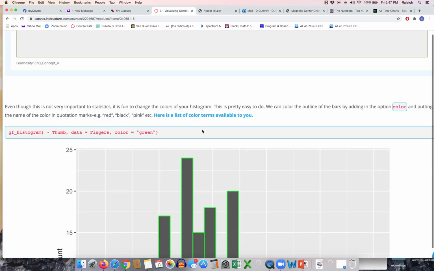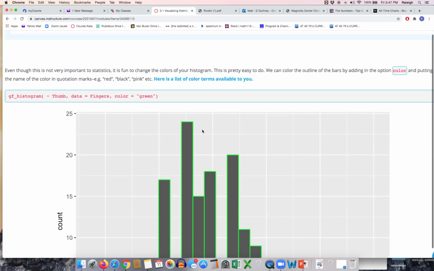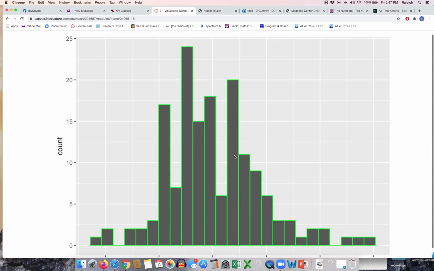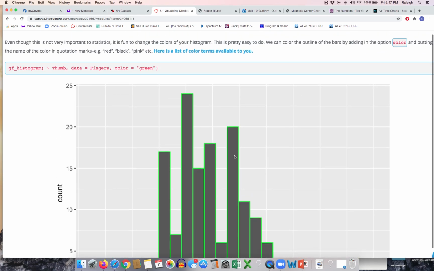Let's go back to our place. So now what they've decided to do is to get from the variable thumb and from the data fingers, color will be green. It must be put in quotes. And it'll just frame the outside of the histogram bars. It will not go for the inside, just the outside. Yeah, that's nice. It has a highlight for you there.